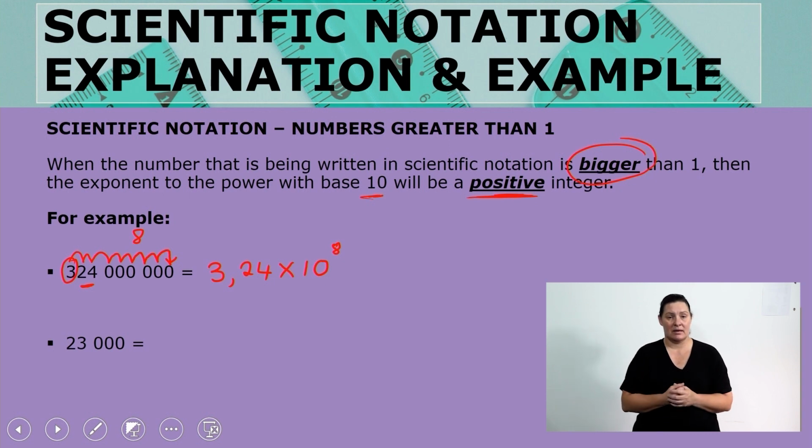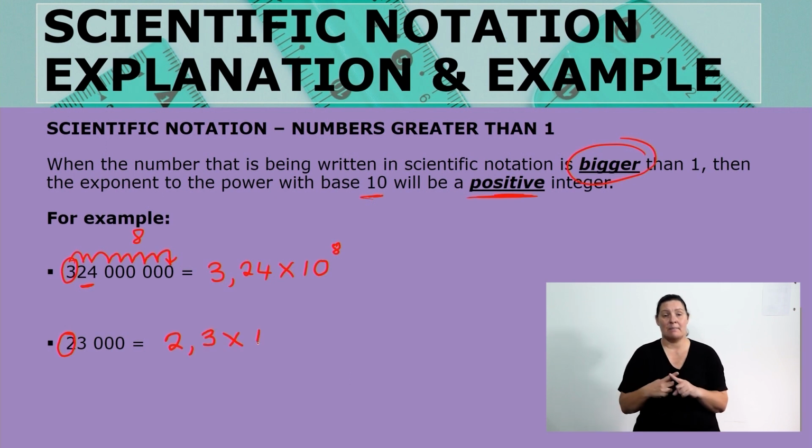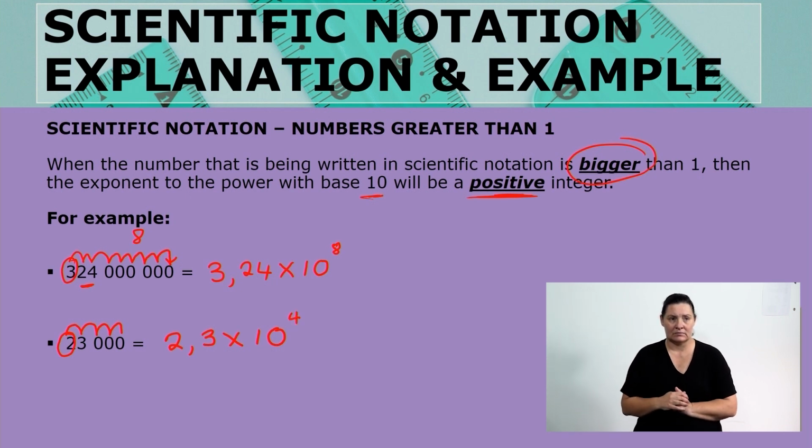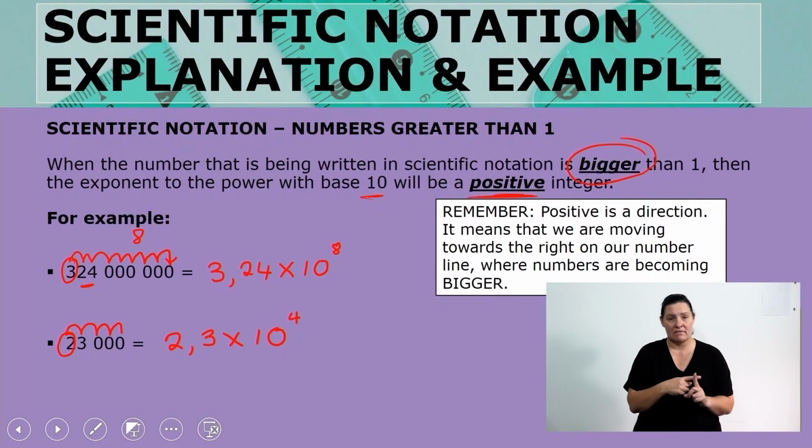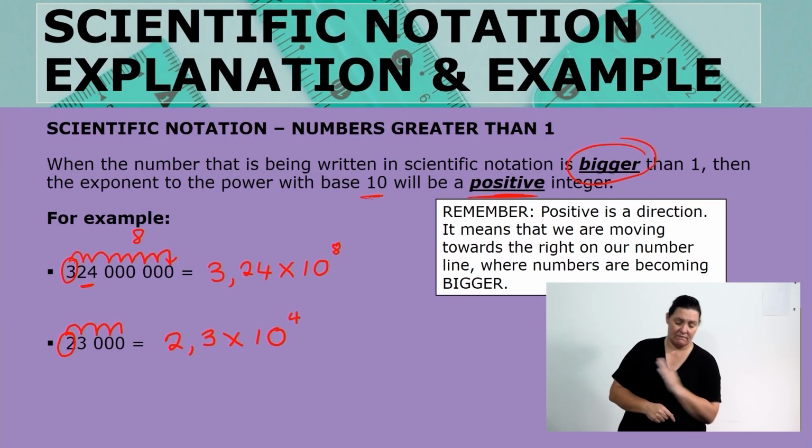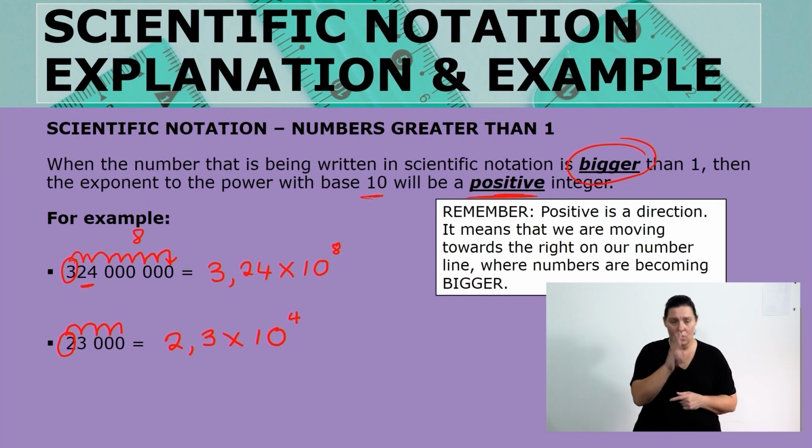Then our next number, we are going to have 23,000. And which number are we going to shift into the ones position? It is the 2. So we are going to have 2.3 multiplied by 10. How do we figure out the exponent that is supposed to be there? That is going to be 1, 2, 3, and 4. And that is going to be 2.3 multiplied by 10 to the exponent 4. So what you need to remember here is that because positive means direction, we are shifting our number to the right. So that is why our exponent is going to be positive, because we are moving to the right.